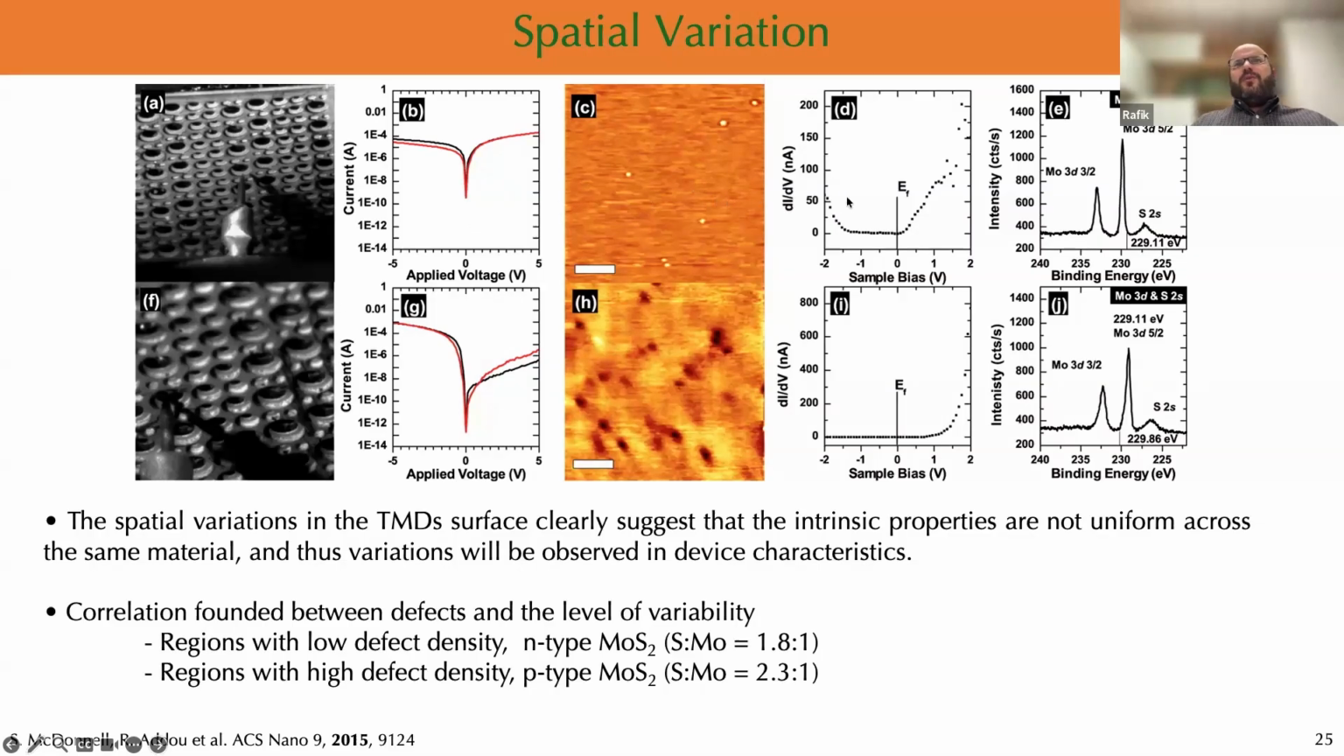We can do STM, we can do STS, and we can do XPS on the same hole. So we can correlate the electrical measurement with the chemical characterization and the morphology and the electronic property. As you can see, when we have an area with low density of defects, we find that we have a Fermi level close to the conduction band. So it's an n-type MoS2, as expected.